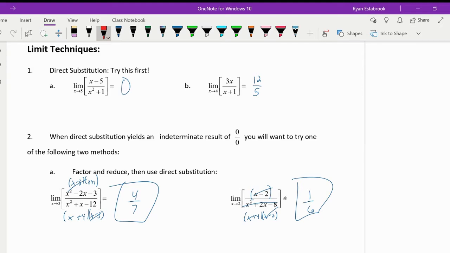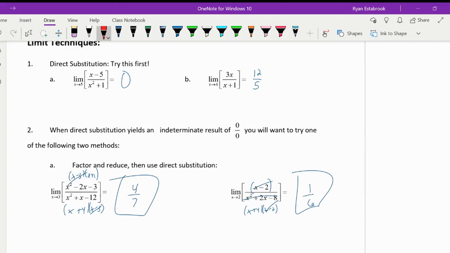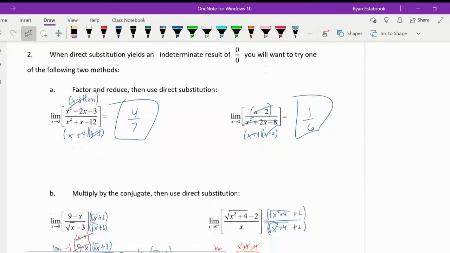There's nothing weird going on around where x equals 4. We're just going to plug it in for the numerator, plug it in for the denominator, and we get a value of 12/5. So direct substitution is what we want to do if at all possible. Sometimes, however, we get something a little bit strange.